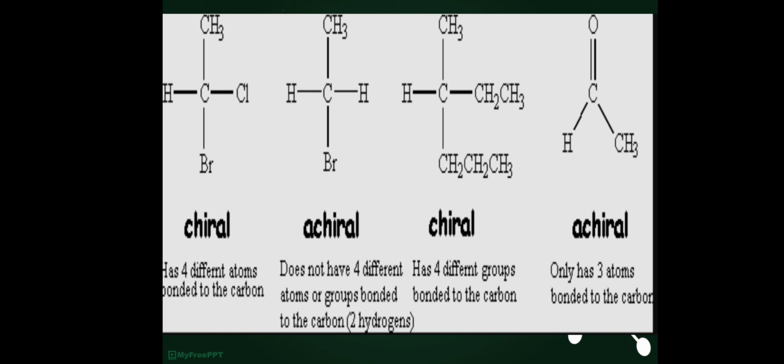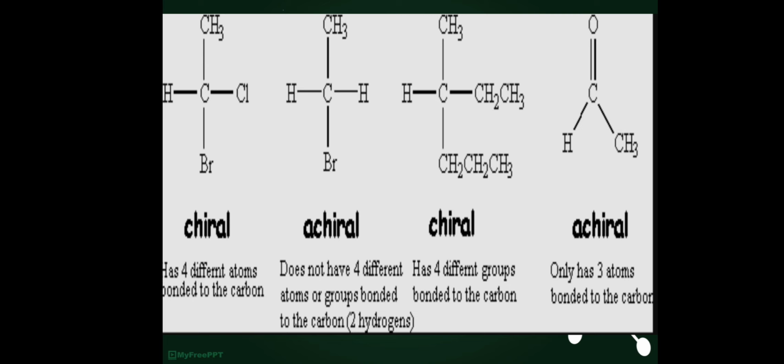So again, another example of a chiral and an achiral molecule. Chiral has 4 different atoms bonded to the carbon. As you can see, sabi ko nga, different atoms. And achiral does not have 4 different atoms or groups bonded to the carbon. Chiral has 4 different groups bonded to the carbon, and achiral only has 3 atoms bonded to the carbon. So meaning to say, this illustration shows if the structure is chiral or achiral. So let's discuss it one by one.